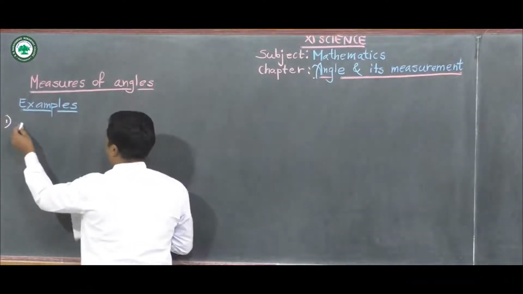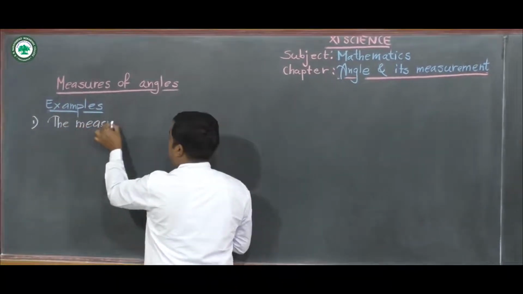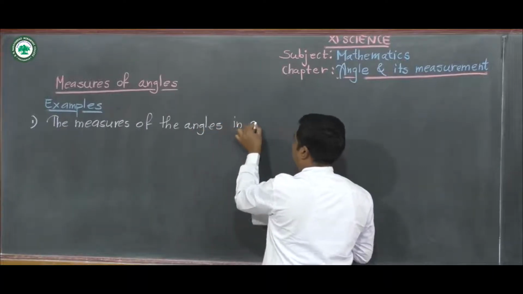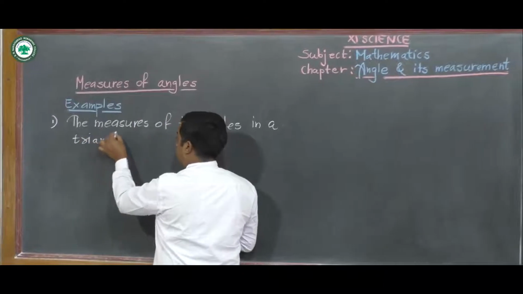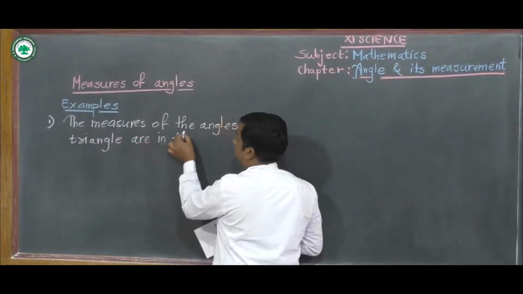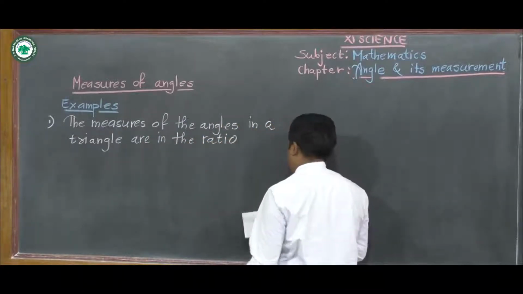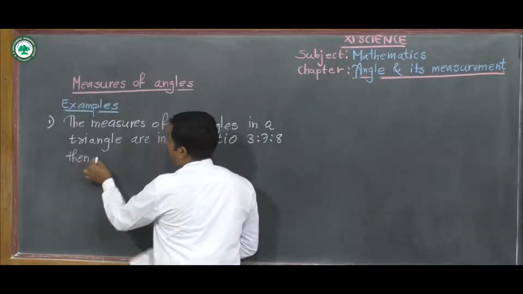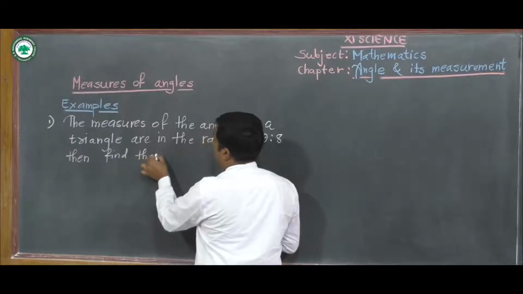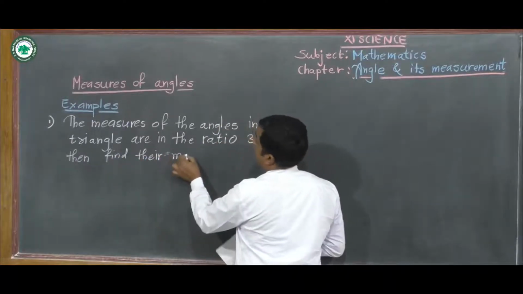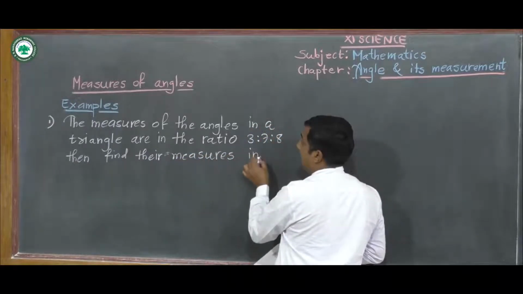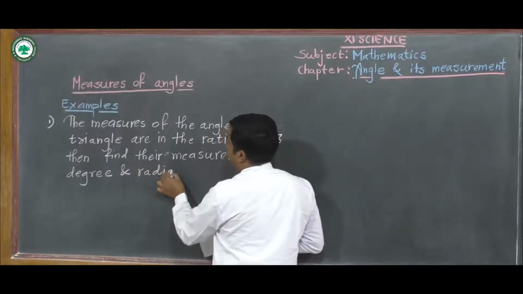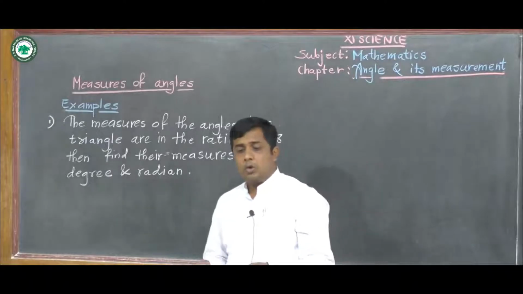Here in the first example: given the measures of the angles in a triangle are in the ratio 3:7:8, then find their measures in degree and radian. Okay, so it is a very simple example.